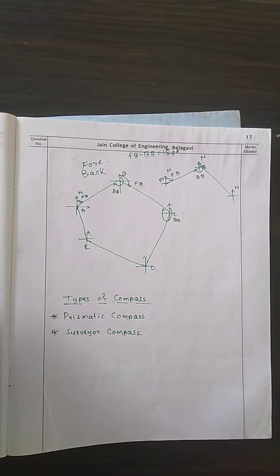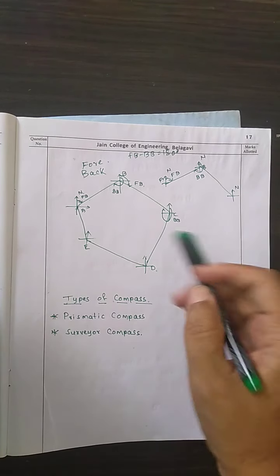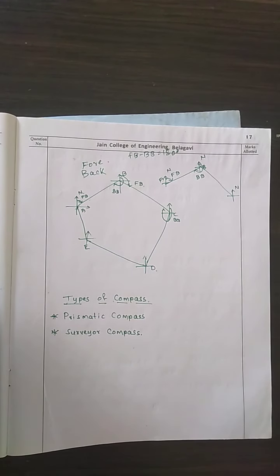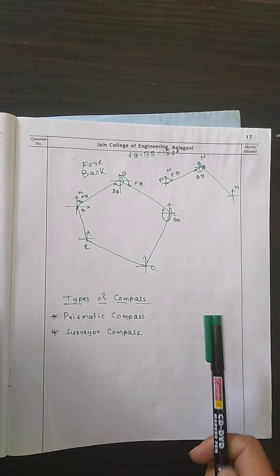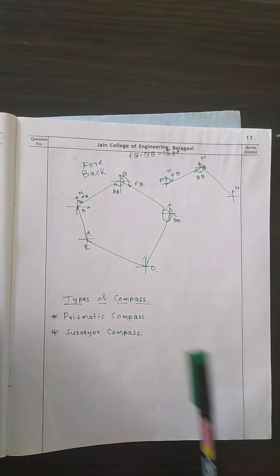Now, in order to have these directions, we are going to use one instrument. We call it a compass, which has a north and south needle. We are going to discuss what the different types of temporary adjustments are that have to be done, and what the arrangements are in those compasses. Now we will be studying the different types of compass. There are two types of compass: one is the prismatic compass and one is the surveyor compass.